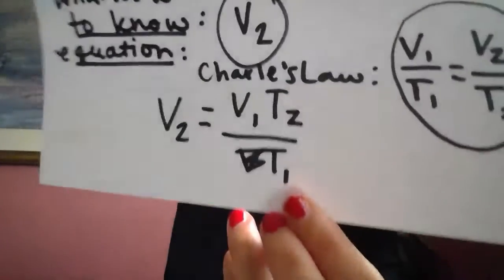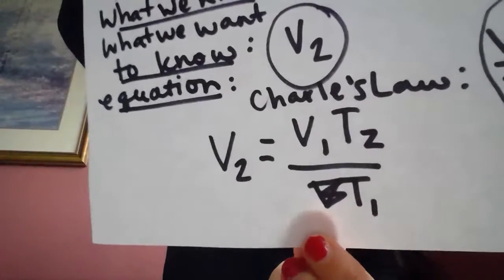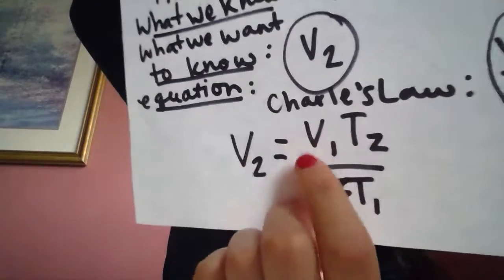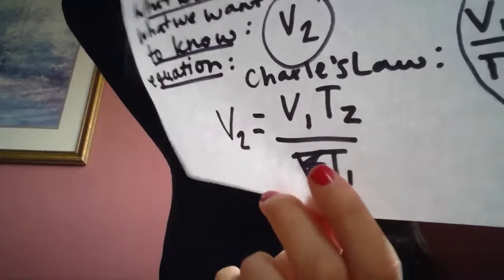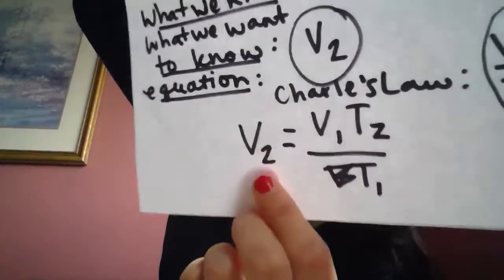So our new equation to solve for V2 is going to be V2 equals V1 multiplied by T2, over T1. So like that, I apologize for all the mistakes I'm making. I'm a sloppy writer, so there's mistakes. So that's V1 multiplied by T2 over T1 is equal to volume 2.